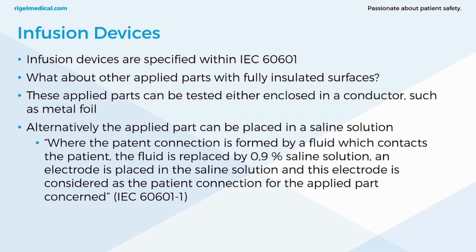Okay, I elaborated on this slightly already, but this quotes the standard directly. So these applied parts can be tested either enclosed in a conductor such as metal foil. Alternatively, the applied part can be placed in a saline solution where the patient connection is formed by a fluid which contacts the patient. The fluid is replaced by 0.9% saline solution. An electrode is placed in the saline solution, and this electrode is considered as the patient connection for the applied part concerned. So there's two ways.